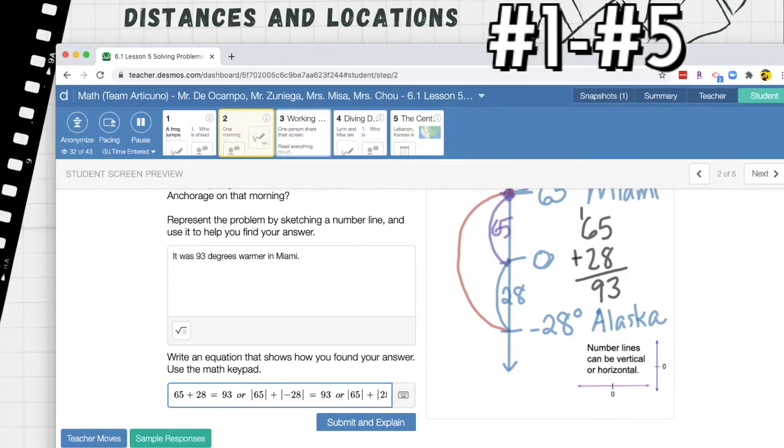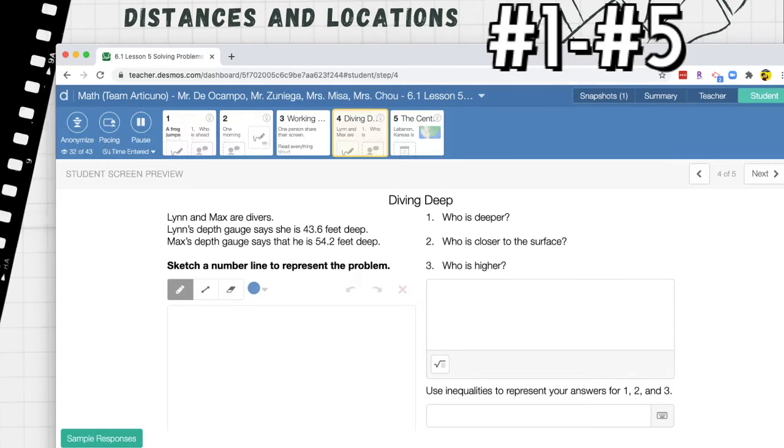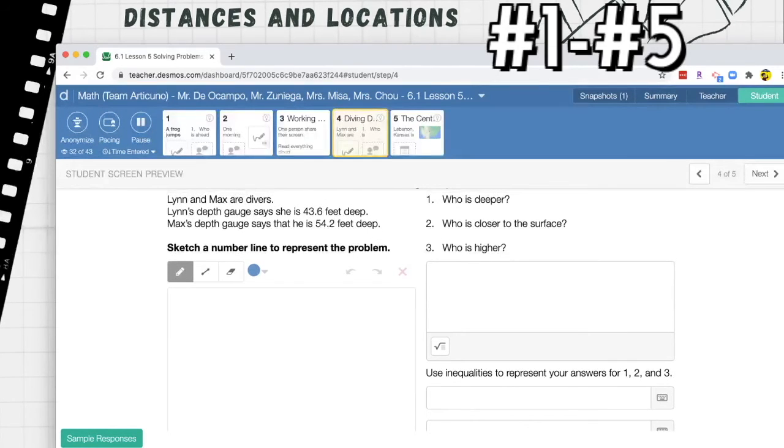Alright, that's number 2. Now let's look at number 3. Number 3 is, we'll skip number 3, we don't need to worry about number 3. Now here's number 4. Lynn and Max are divers. Lynn's depth gauge says she is 43.6 feet deep. Max's depth gauge says that he is 54.2 feet deep. This is 43 and 6/10. This is 54 and 2/10.